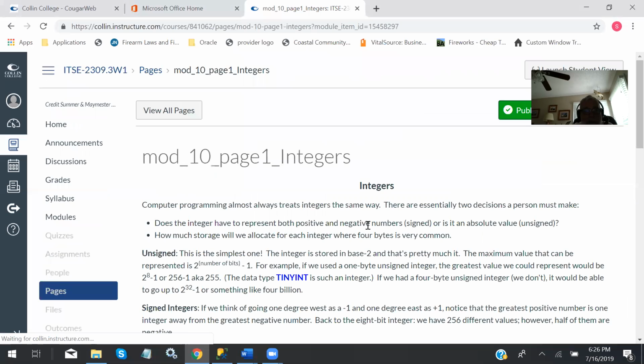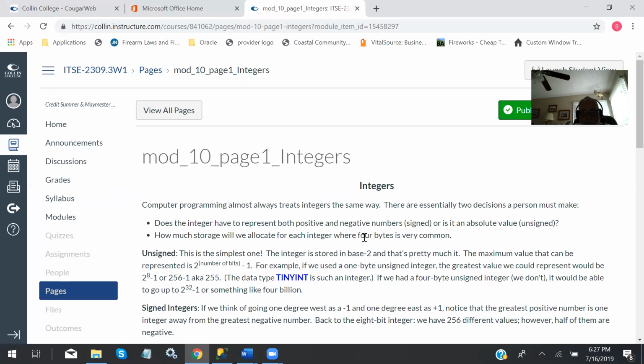Next. Okay, integers. I'm going to start off with this one. Integers are our favorite ones. Computer scientists love integers. Computer programming always treats integers the same way, with two decisions. Does the integer have to represent both positive numbers and negative numbers? This is an important one. Or is it just a number that starts at 0 and goes up to some arbitrarily large value? And then, how much storage will we allocate for each integer?